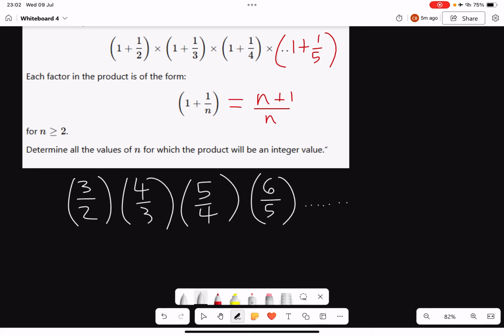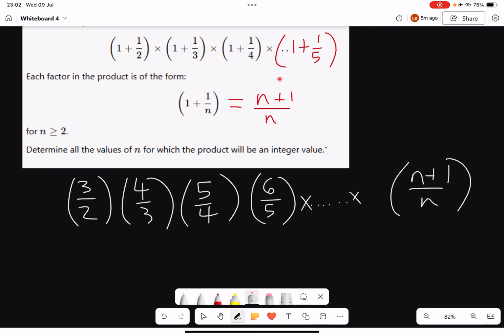Up until, remember, n plus 1 over n. Remember we were told that they are all in that form, which we simplified to that form.